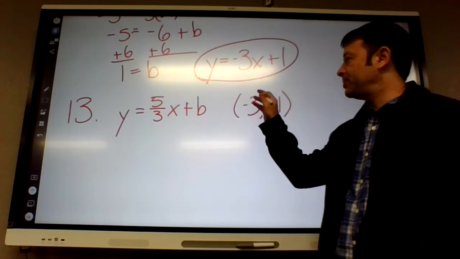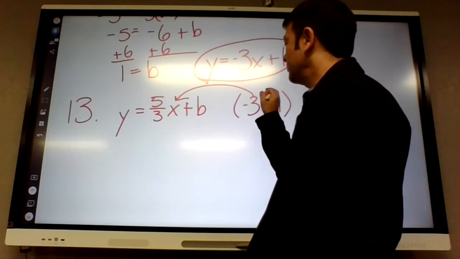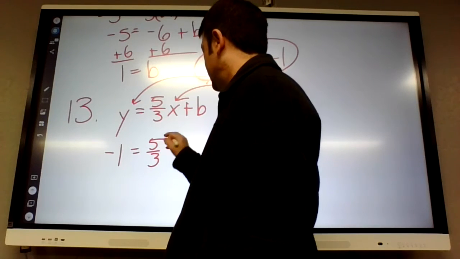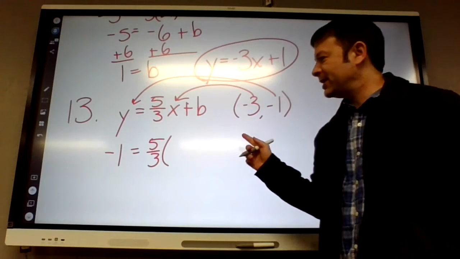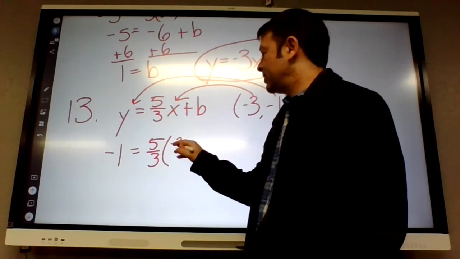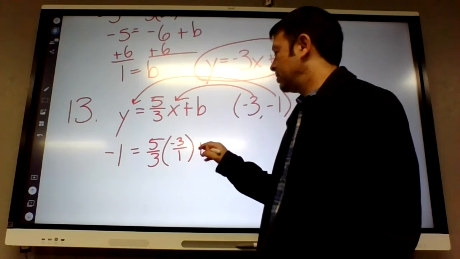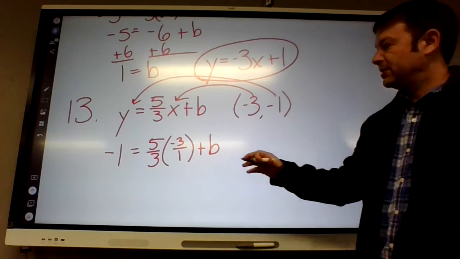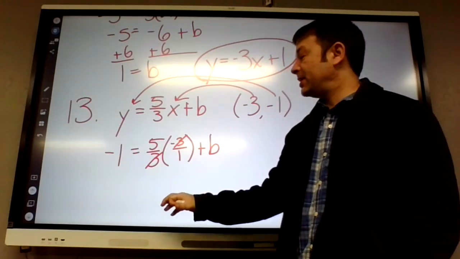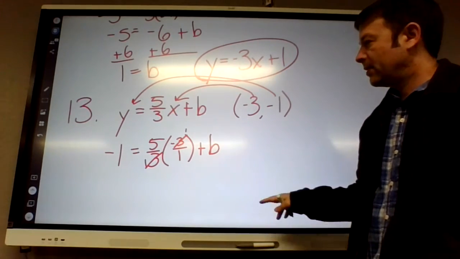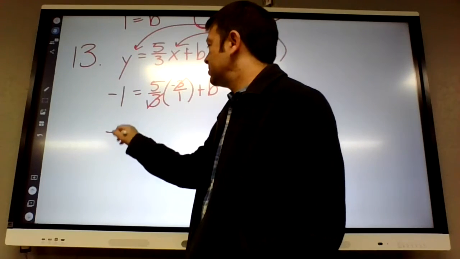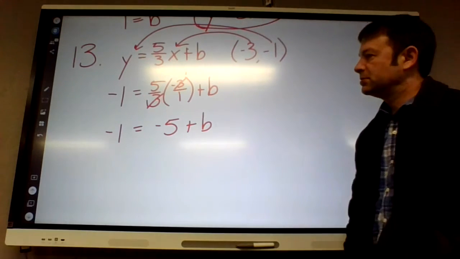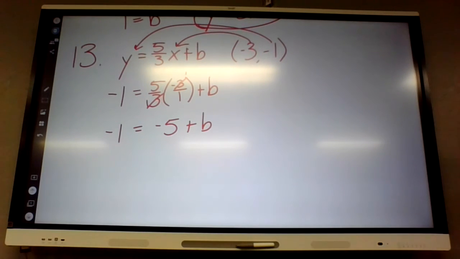But anyway, we're just plugging these in like that. So negative 1 equals 5/3 times negative 3. How do we do 5/3 times negative 3 without a calculator? Multiply by reciprocal. Put negative 3 over 1, and you can cross cancel like that. So it's negative 5 over 1, which is negative 5.